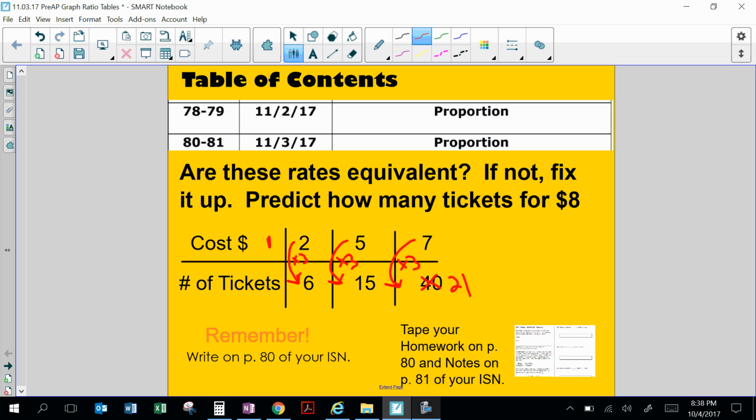Another way you could have done it is to find the unit cost or unit price. For $1, you can get 3 tickets. Or another way, what if you just want 1 ticket? How much would that cost you? 33 cents. So it's like 3 for $1 if you think about it. Every ticket is 33 cents. So if you had to make a prediction for $8, you can get 24 tickets.